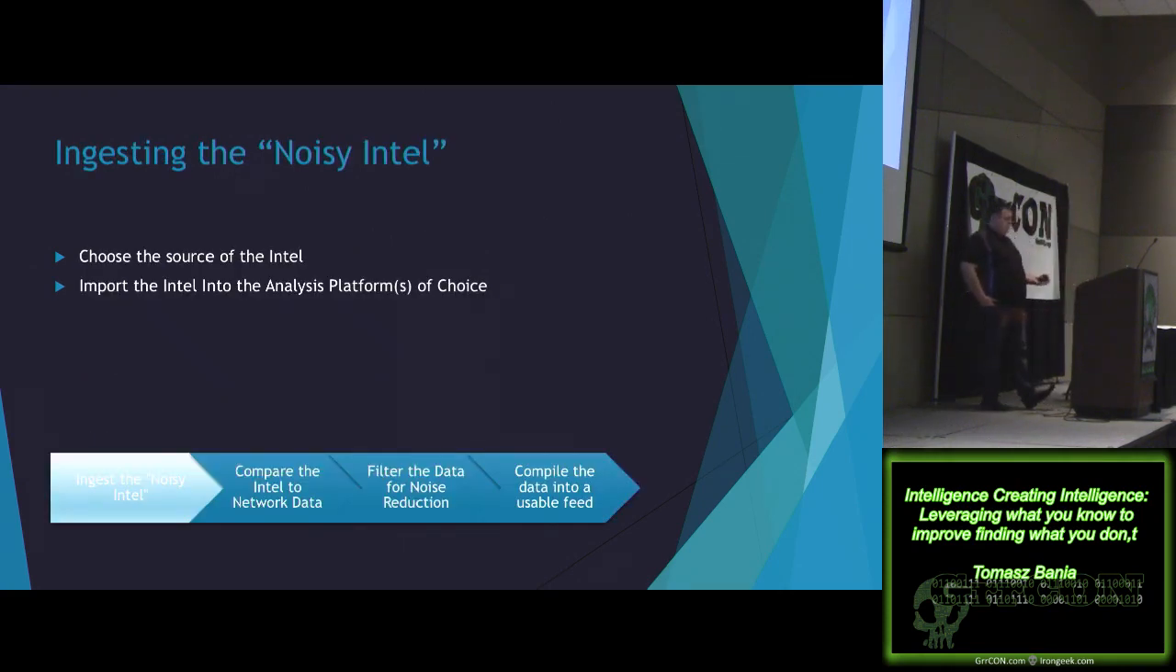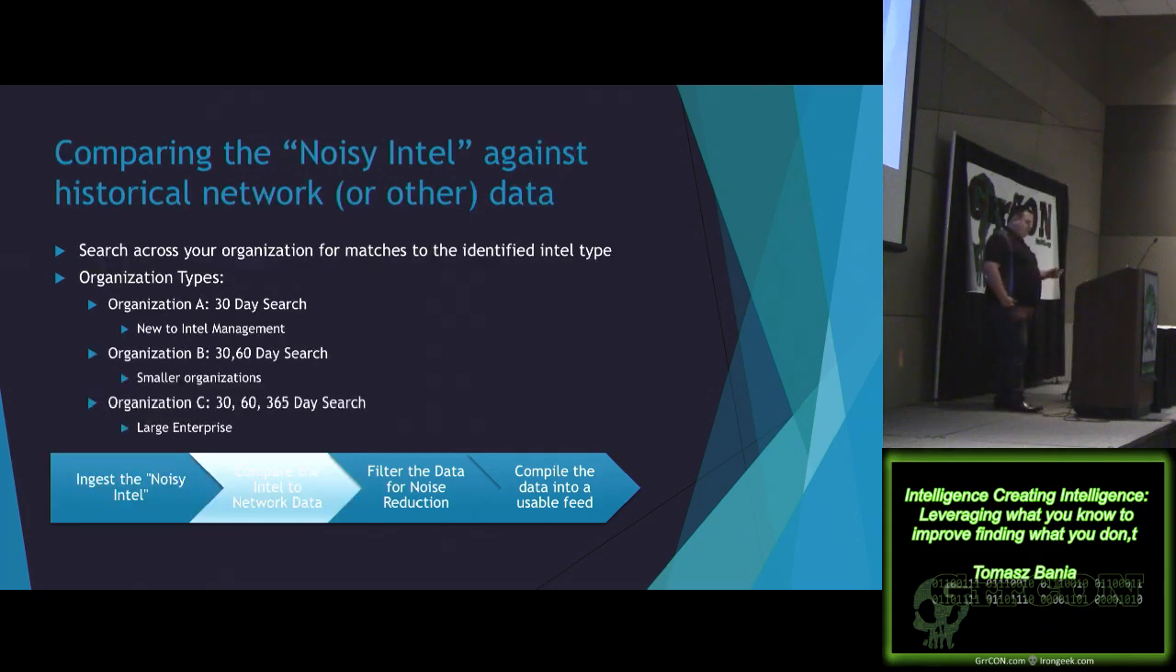So first things first, ingest the noisy intel. Once again, choose that source and then import that intel into the analysis platform of choice. Next, you're going to want to compare the noisy intel against the historic network data, or whatever other data you have in place. So once again, this is searching across your organization for matches to the identified intel type.